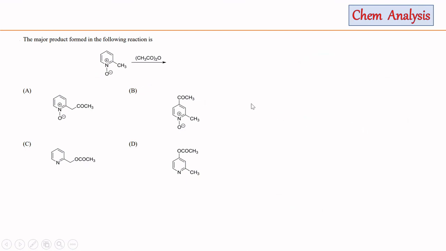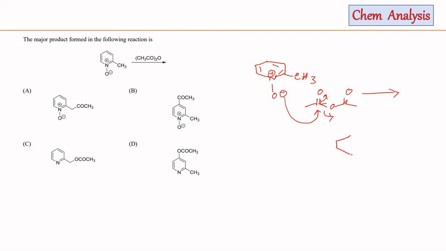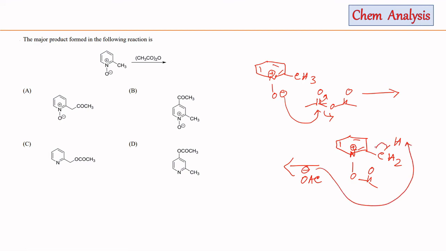This is the last question for this discussion, and we have to tell the major product in this reaction. In the first step, oxide minus will attack the carbonyl center of acetic anhydride, and we will eliminate this OAc minus group. This will generate this product, and in the next step the liberated OAc minus will abstract this acidic proton, and we will form here a double bond, and this carbon nitrogen bond will break.